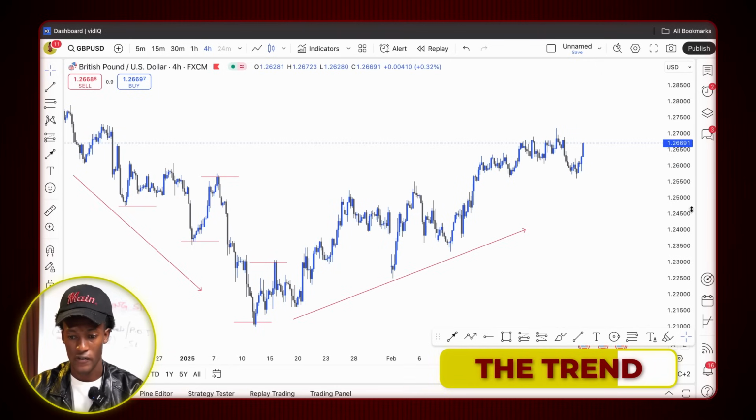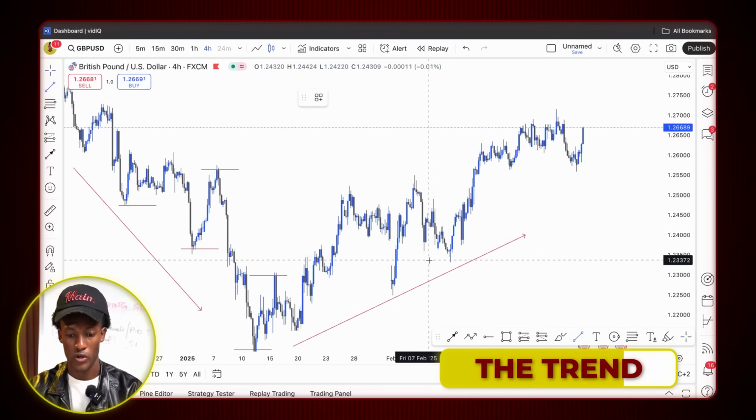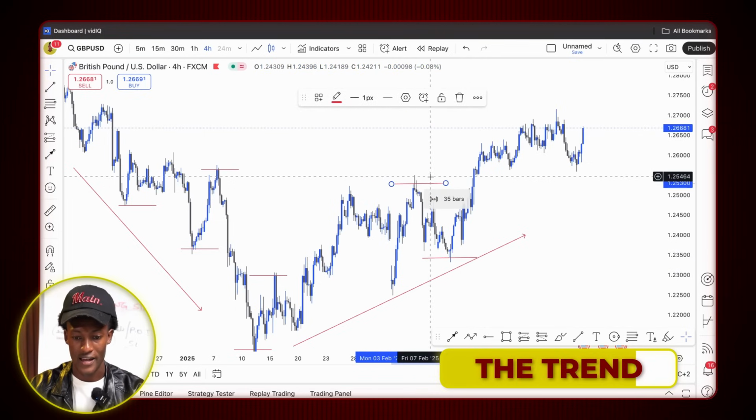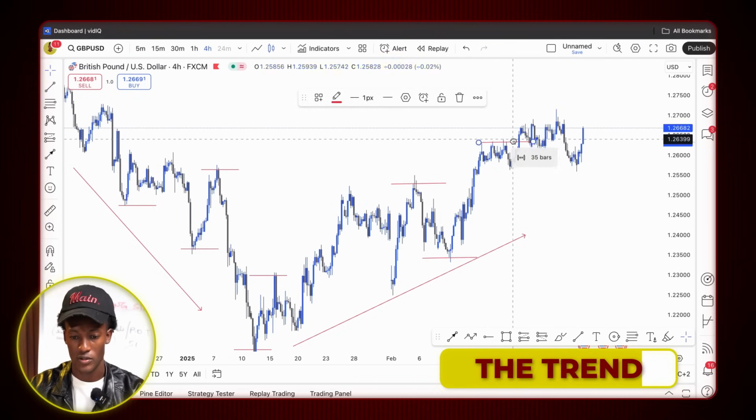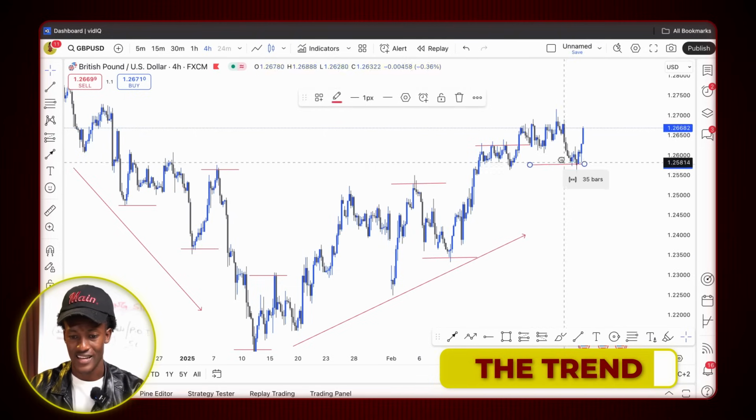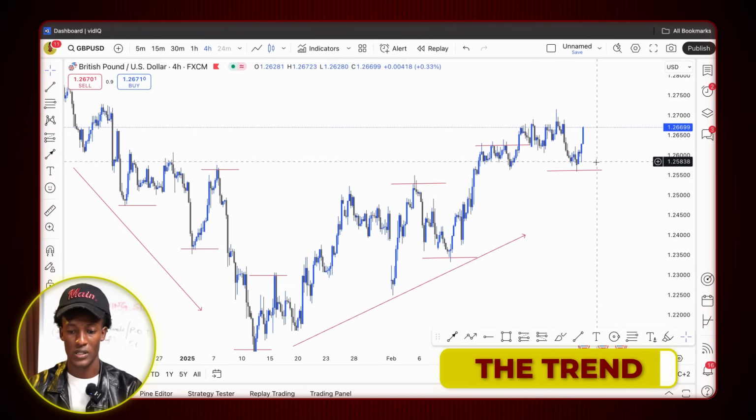So right over here, we now see formation of higher highs, okay? I'll go ahead and mark those. So we have higher highs, we have newer highs over here. Then we have another high over there. On the other side down, obviously these are your higher lows, okay? Your higher lows. So we now have the trend.